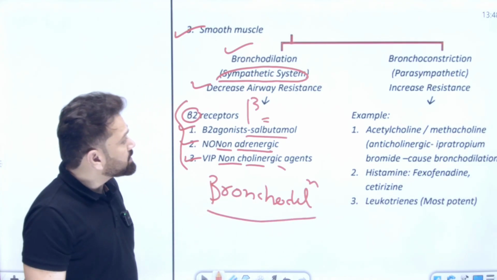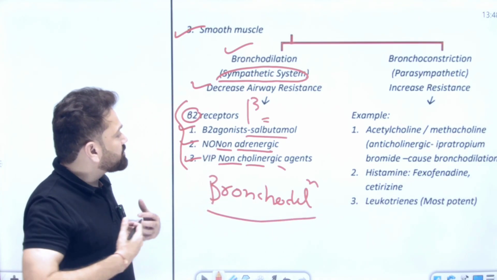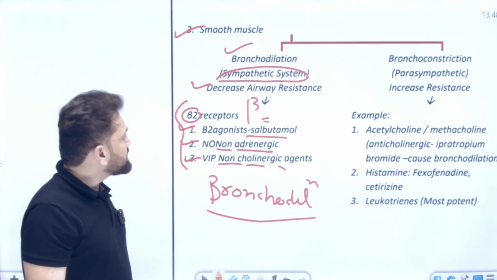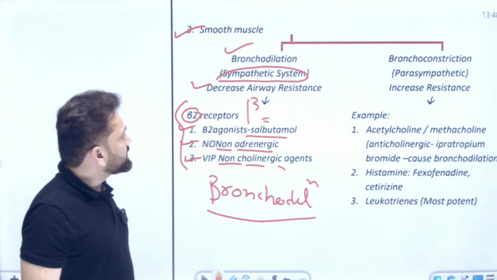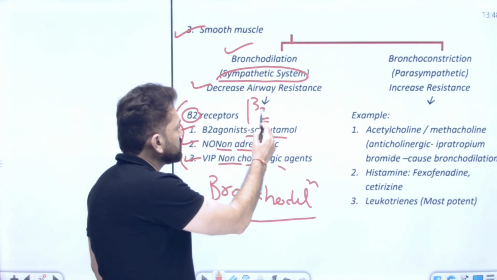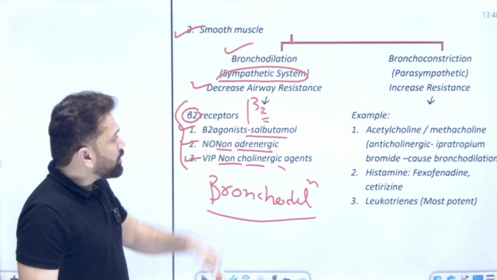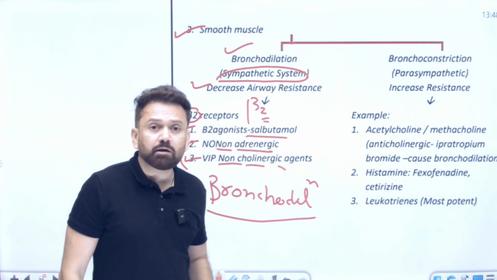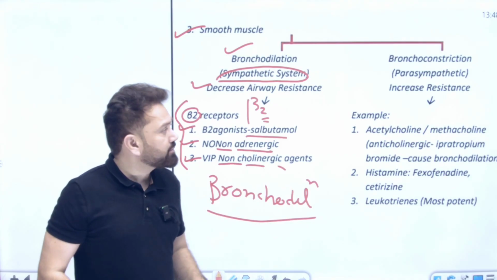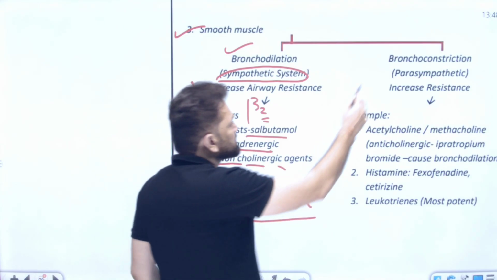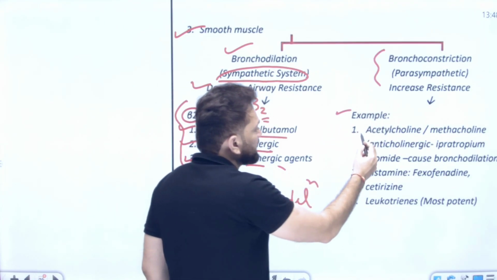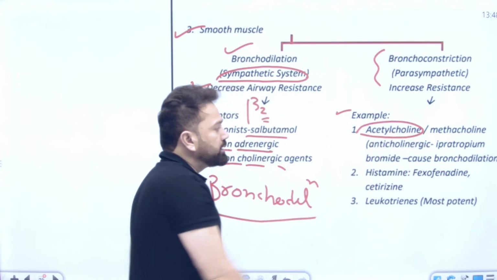So when you are under sympathetic stress, the bronchus will dilate, so you can cope with the stress, and the receptor present in the bronchus is called beta 2. That is why we give beta 2 agonists. Now, bronchoconstriction is under the parasympathetic system. So it will increase the resistance. An example is acetylcholine.